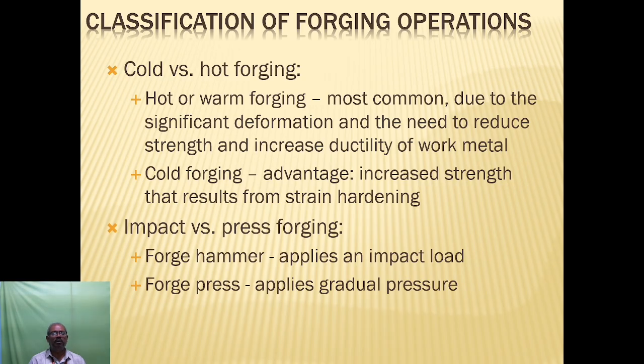The next one is impact forging and press forging. Here we use a force hammer, which applies an impact. So this is used in impact forging, whereas in press forging, a forge press is used. It applies gradual pressure to make a shape.